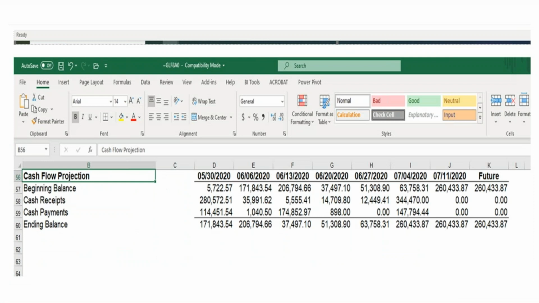As you can see from the summary at the bottom, each period shows the cash balance at the start of the period, then adds the cash receipts and subtracts the cash payments to arrive at the cash balance at the end of the period, which is then carried over to the beginning cash balance for the next period.